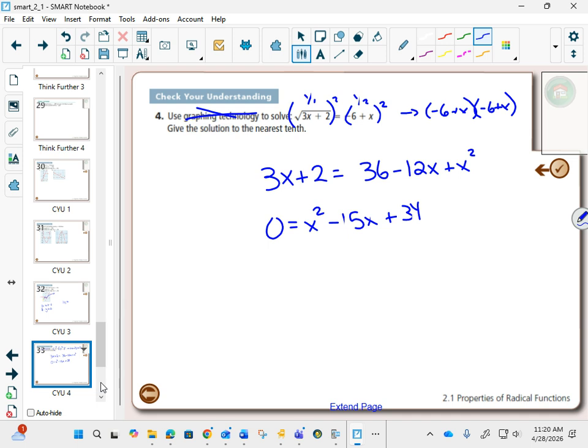It's really tempting to think this should work out to factor, but it doesn't. Because it looks like 17 and 2 makes 34, and 17 minus 2 makes 15, so you think it's going to work, but everything you try will not work.